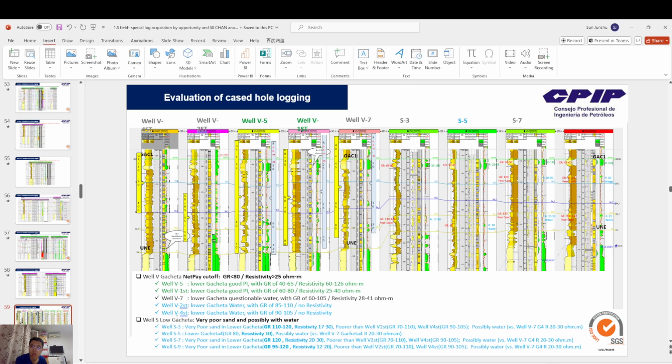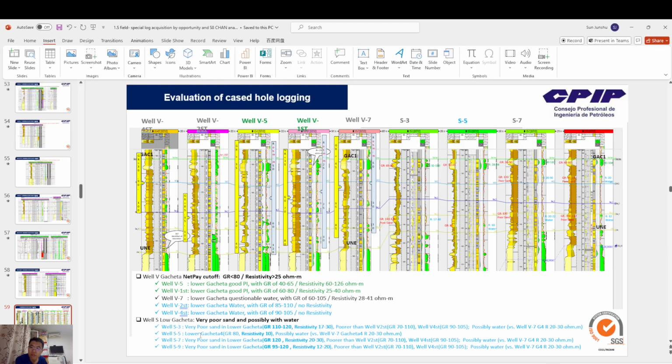The S1 lower Gauge, very poor sand. S3 very poor sand in lower Gauge. The gamma ray ranges from 110 to 120, with the resistivity around 17 to 30. This is poorer than well V2 sidetrack. V4 sidetrack. So possibly with water.